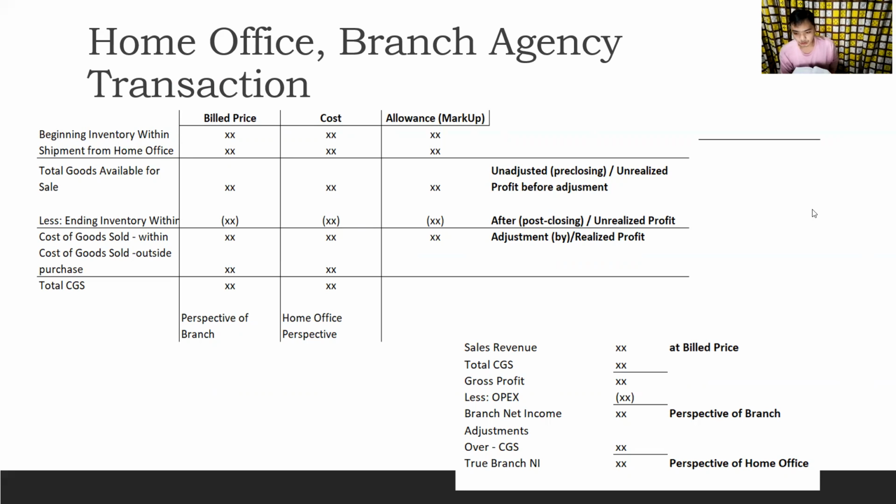Okay, that is the perspective of branch. The adjustment of overstated CGS: we get it in the deduction of cost of goods sold within. You will get the true branch net income. So let's proceed to the problem.